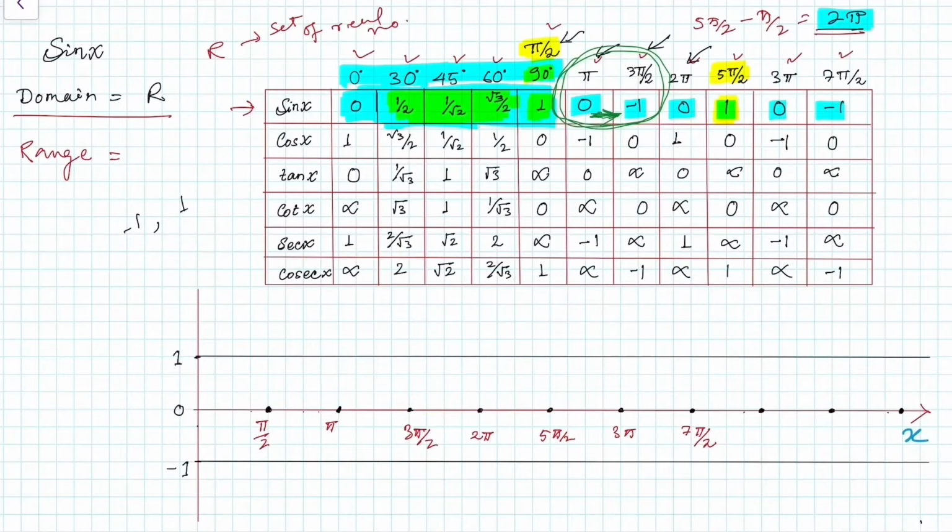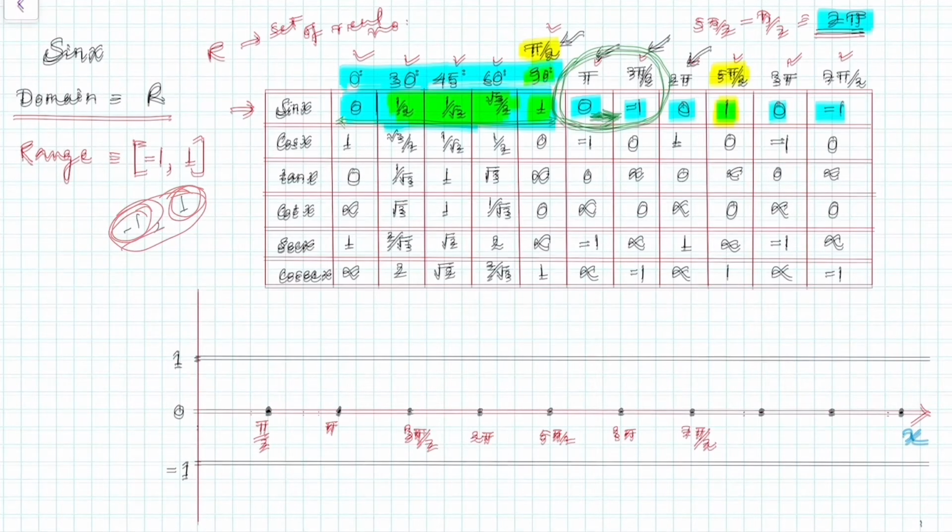So observing the values of sine x, we can conclude that the range of sine x is the closed interval from minus 1 to plus 1. All the values of sine are lying between plus 1 and minus 1, including these two values also, plus 1 and minus 1.